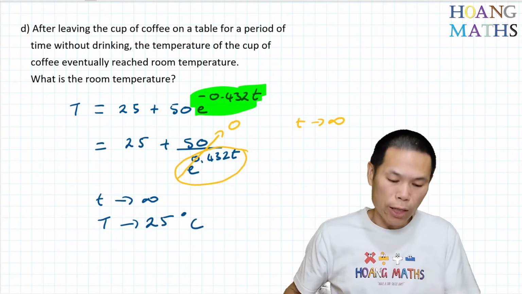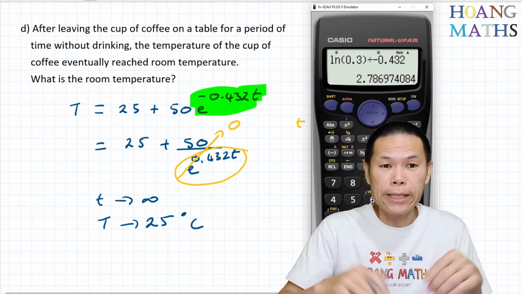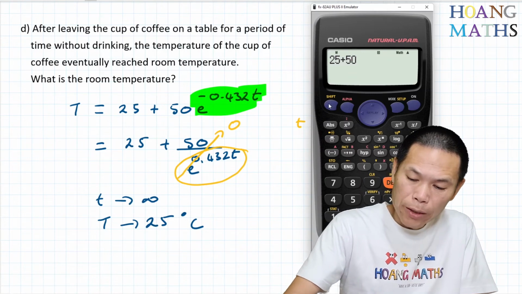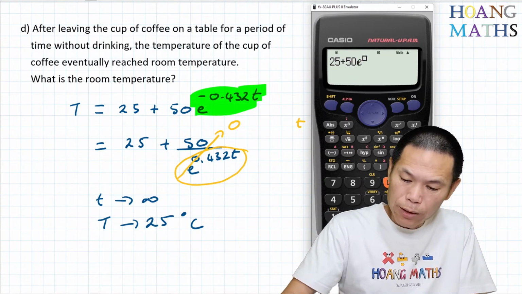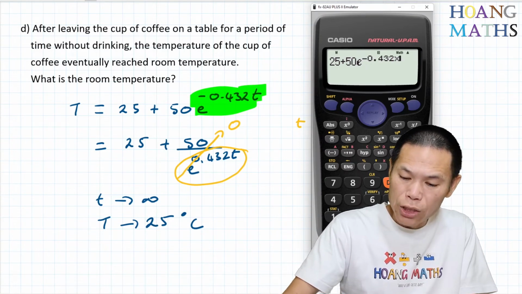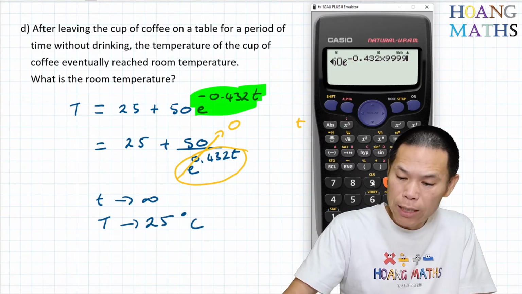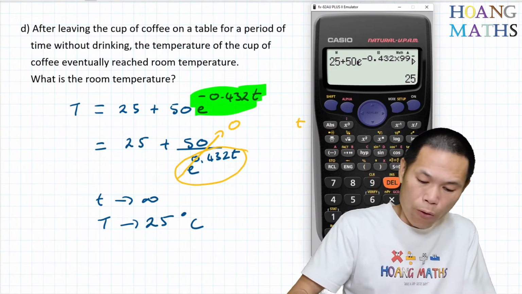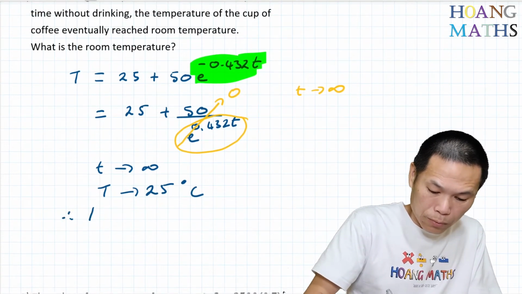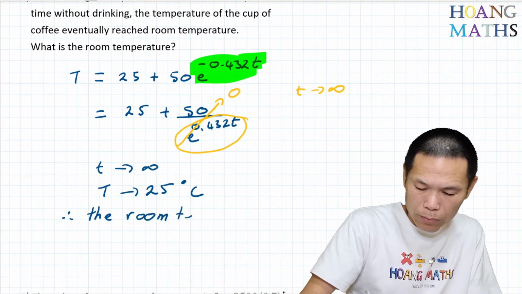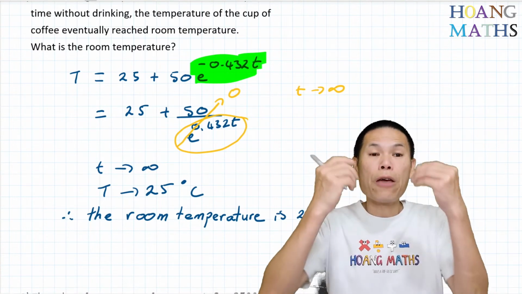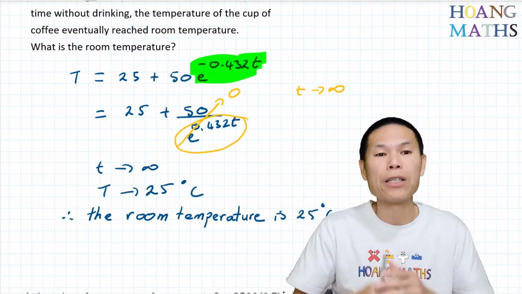Otherwise, you can also put that in a calculator. So let's say t is a big number. So let's say 25 plus 50 e to the negative 0.432 times a large number. Just say 999, doesn't matter. So roughly, there you go. See, you get 25. So therefore, the room temperature is 25 degrees Celsius.